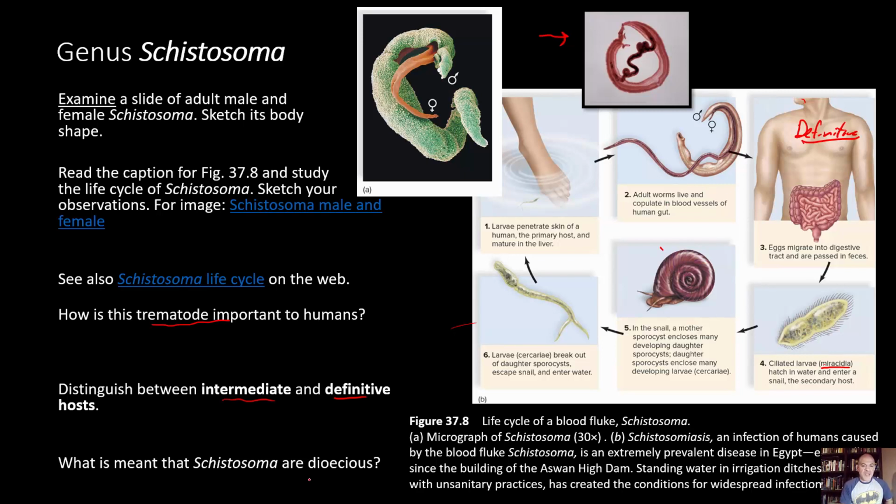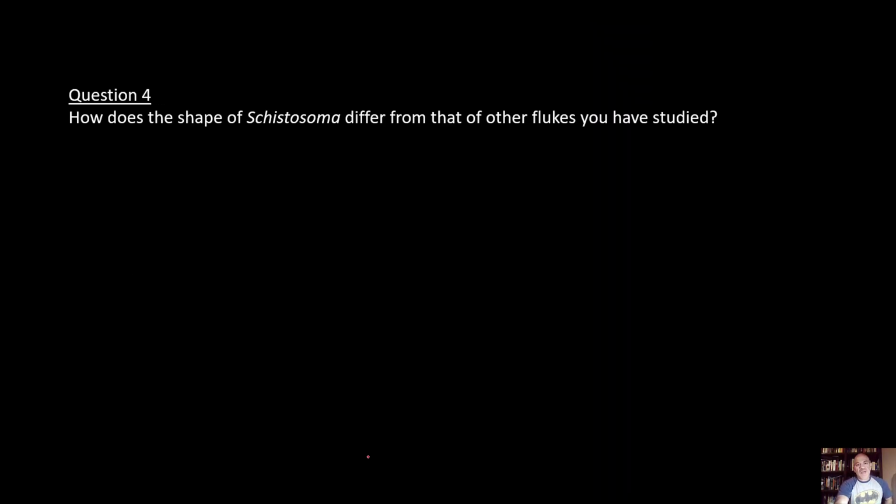So we know that Schistosoma has separate males and females. They're not hermaphrodites, so we refer to that as dioecious. We saw that term with plants. So how does the shape of Schistosoma differ from that of the flukes we've studied? So you want to check that out and come up with your own response comparing to Fasciola and Opisthorchis.